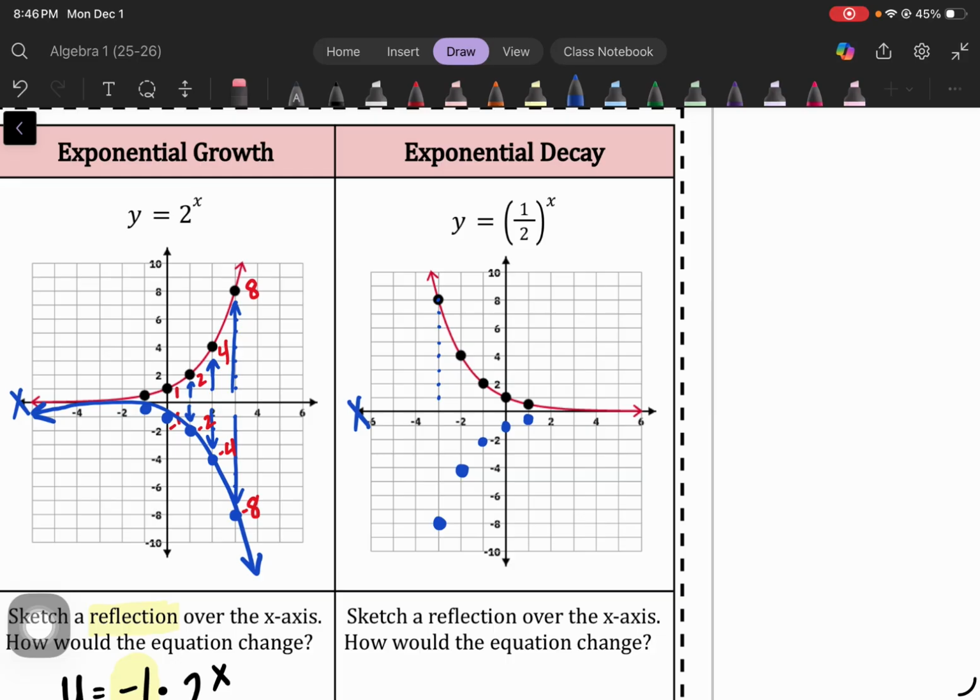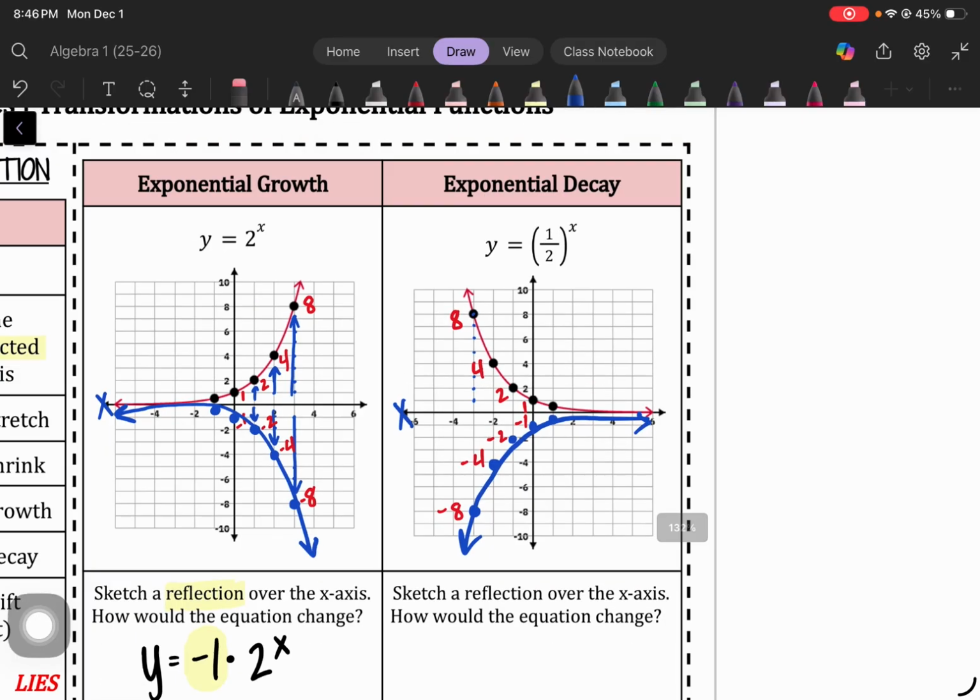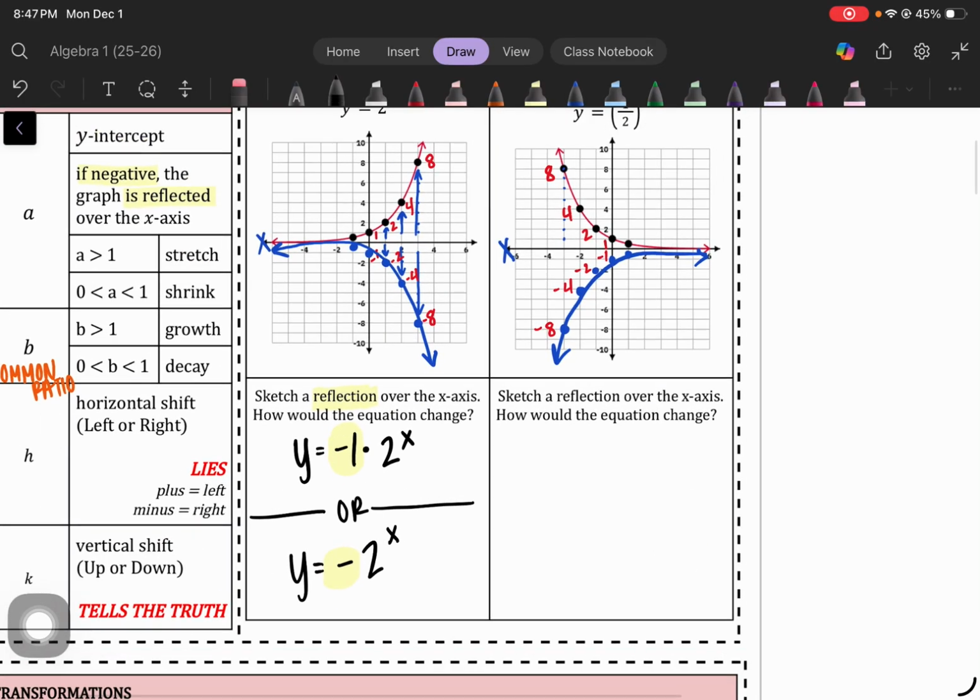Okay, again, looking at just our y values. 8, 4, 2, 1. And now look, I'm at -1, -2, -4, -8. So again, seeing that all of our y values that were once positive are now negative. So when we write that reflection, it reflects because everything is multiplied by a -1. That's how we change those numbers.